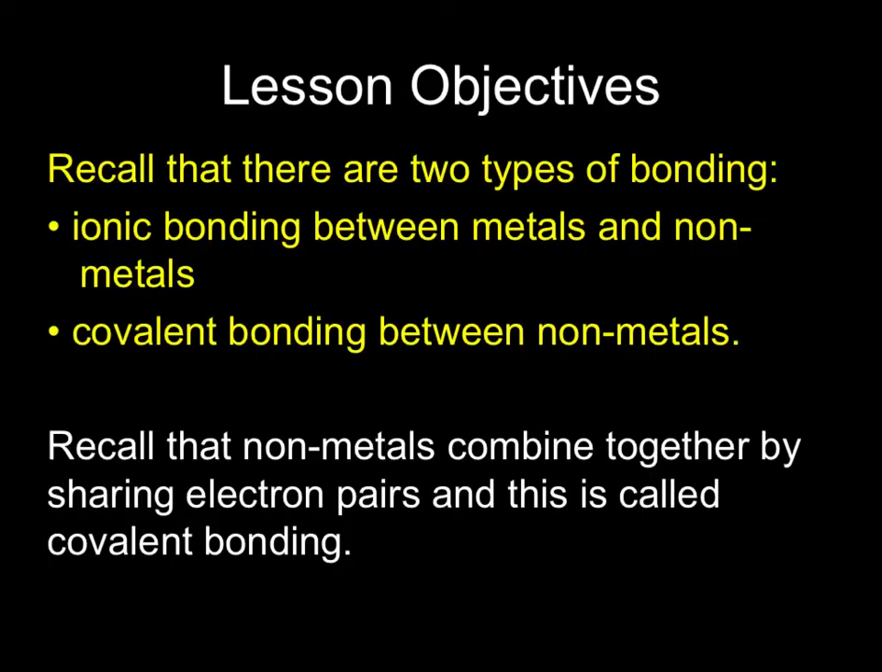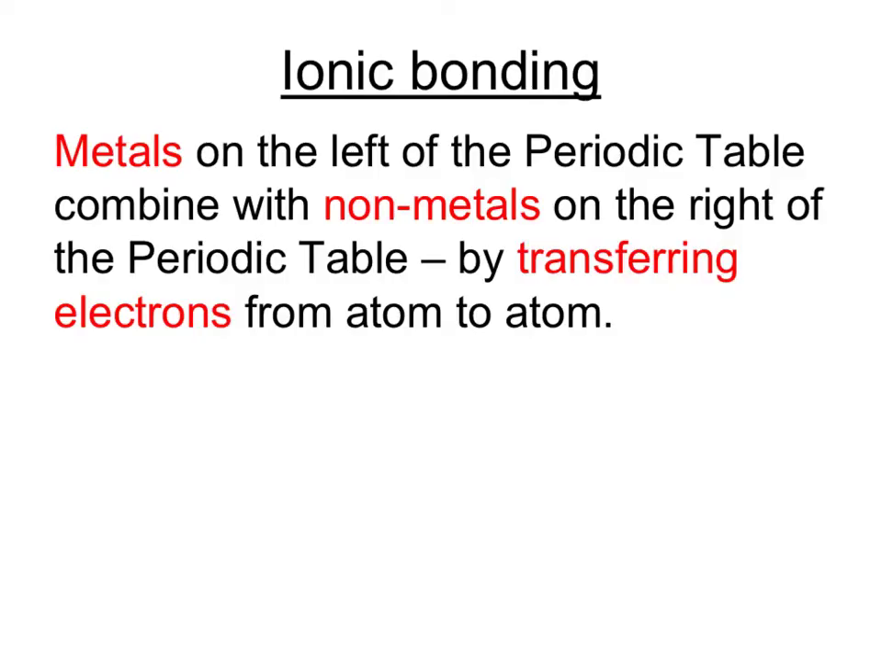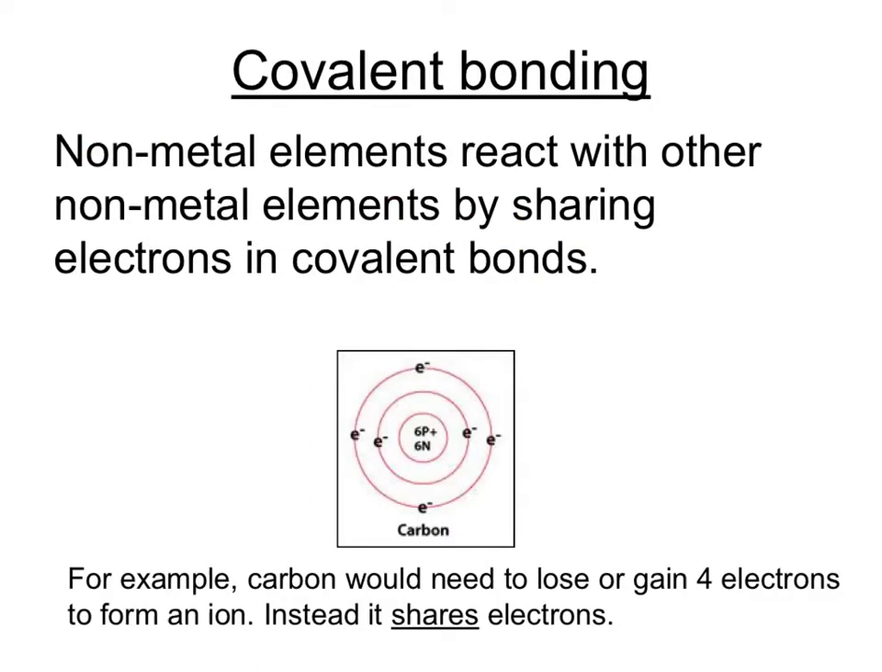So having learnt about ionic bonding in this module, we now learn about a second kind, covalent bonding, which occurs only between non-metals. Non-metals combine together by sharing electron pairs. This is covalent bonding. Metals react with non-metals by ionic bonding, in other words by transferring electrons from atom to atom, whereas non-metal elements react with each other by sharing electrons in covalent bonds.